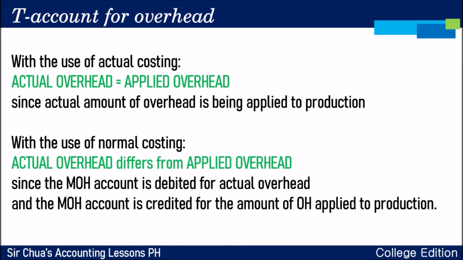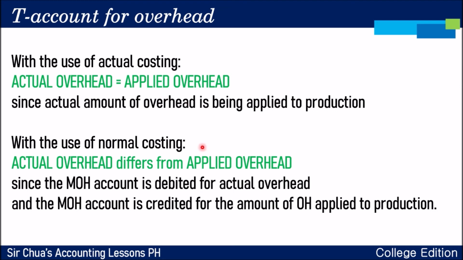Okay, so with the use of actual costing, remember that actual overhead is equal to applied overhead, since the amount of your actual overhead is the one being applied to production and you cannot expect any overhead variance because the actual overhead is being applied in production. So, wala po tayong variance. Kailan po nagkakaroon ng variance?